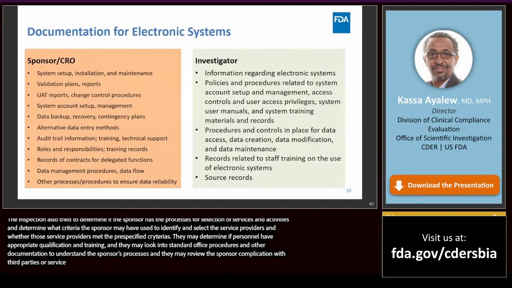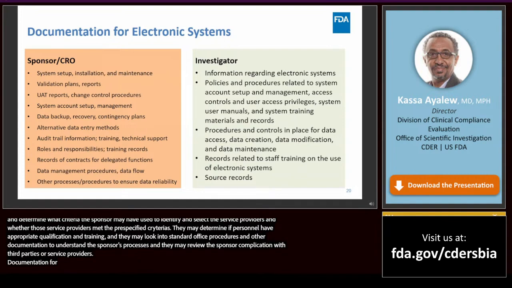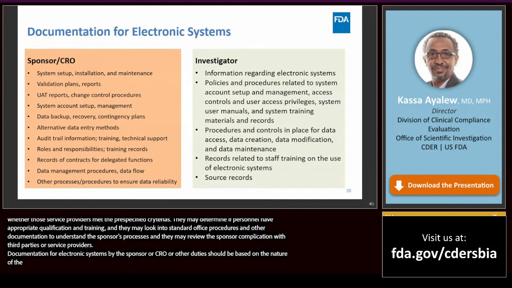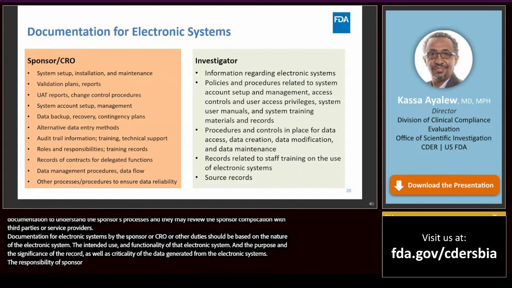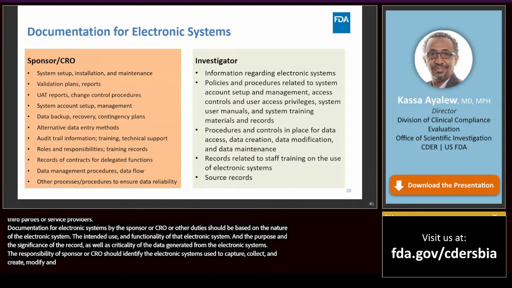Documentation for electronic systems by the sponsor or CRO or other regulated entities should be based on the nature of the electronic system, the intended use and the functionality of that electronic system, and the purpose and the significance of the record, as well as the criticality of the data generated from the electronic systems. For each study-specific protocol, the sponsor or CRO or other regulated entities should identify the electronic systems used to capture, collect, and create, or modify and maintain, or archive and retrieve or transmit electronic records pertinent to the clinical investigation.